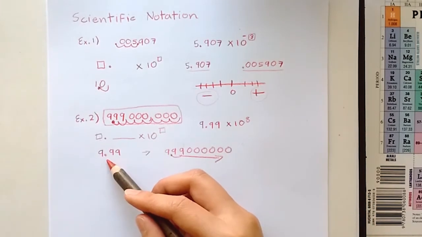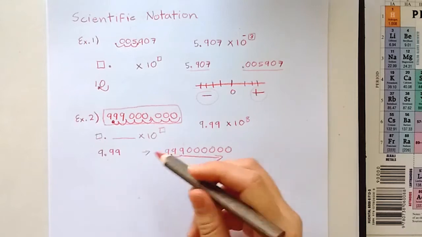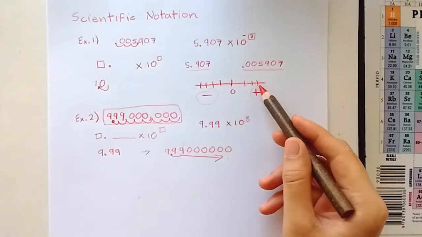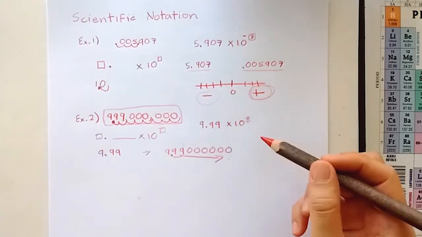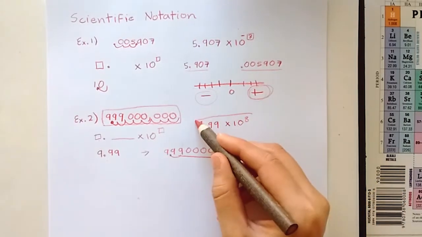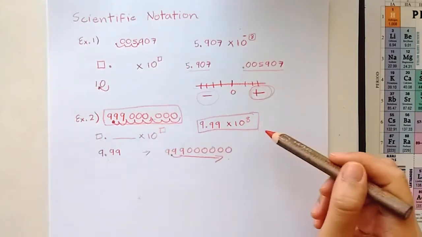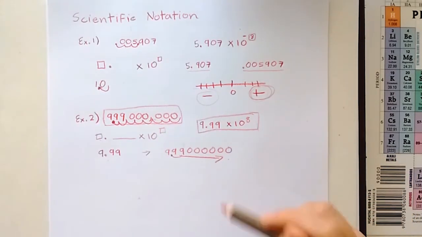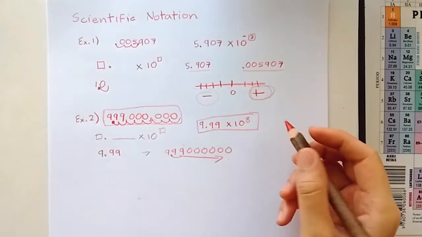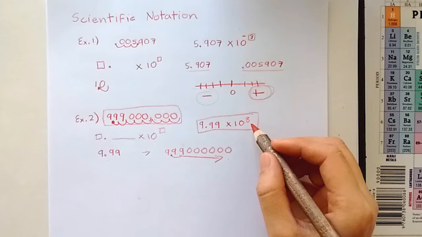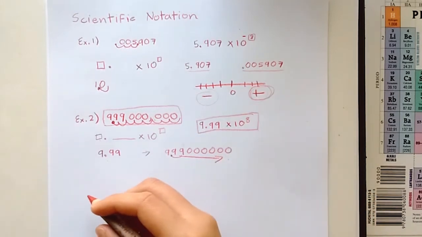When you have to move the decimal point to the right from scientific notation to non-scientific notation, the exponent is going to be positive. This would be the scientific notation for this number. The 8 would be positive, so it just stays like that. You don't have to put a positive sign.